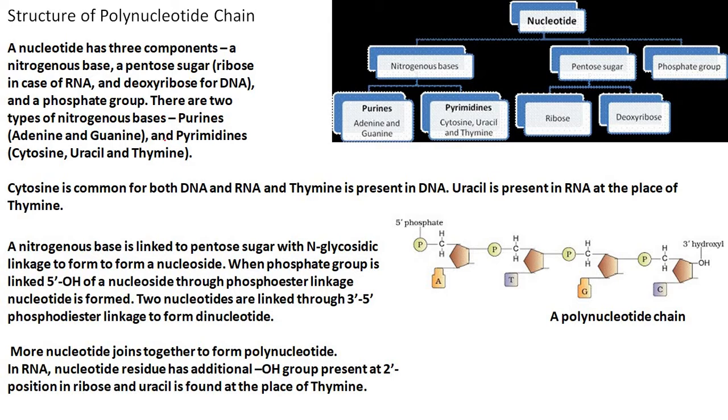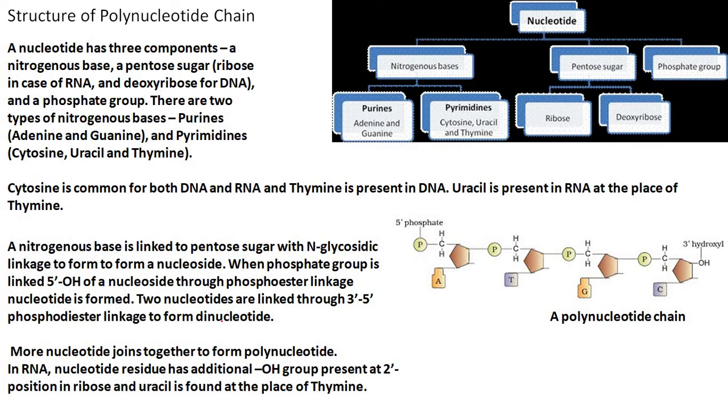There are two types of nitrogenous bases, purines and pyrimidines. Cytosine is common to both DNA and RNA, and thymine is present in DNA. Uracil is present in RNA in place of thymine. The nitrogenous base is linked to the pentose sugar with an N-glycosidic linkage to form a nucleoside, and when a phosphate group is linked to the 5' OH of a nucleoside through a phosphoester linkage, the nucleotide is formed.